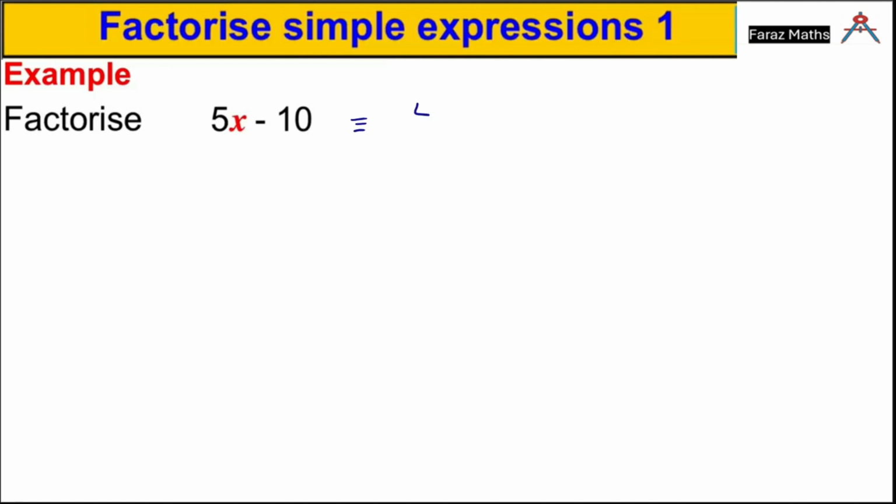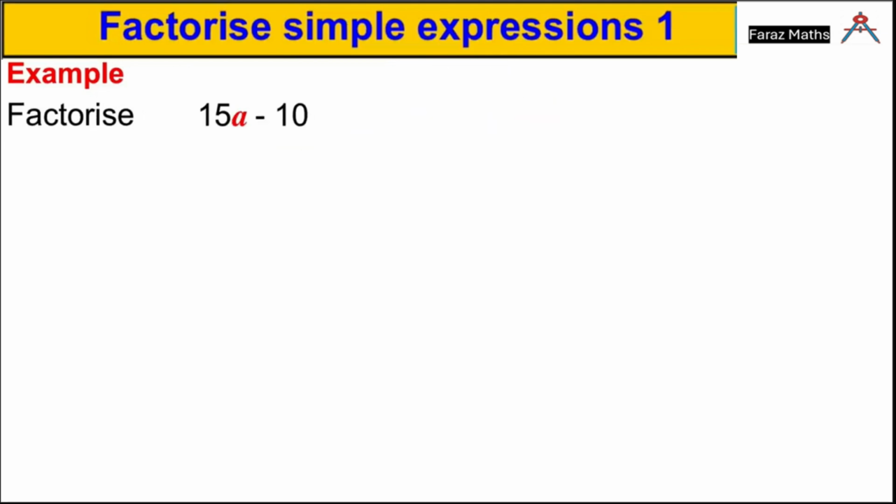5x minus 10. Take 5 outside and then make the bracket there. Make x and then minus 2. Now you already know how to check it: 5 times x is 5x and then 5 times minus 2 is minus 10. The next one, 15a minus 10. The highest common factor between 15 and 10 is 5. 5 3s are 15, and 5 times 3a is 15a. Then 5 times minus 2 is minus 10. You can double check it. If you do expansion, you will get this answer.